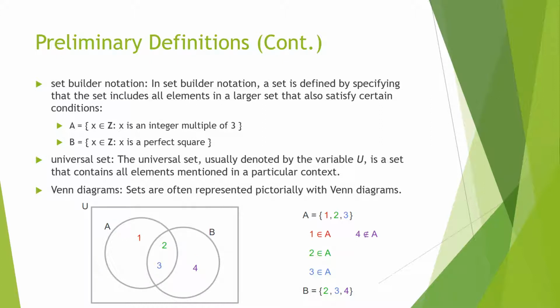So this circle represents A and this circle represents B, and as you see there is an intersection area between them which contains 2 and 3. That's called the Venn diagram, and both circles A and B are inside the universal set U.